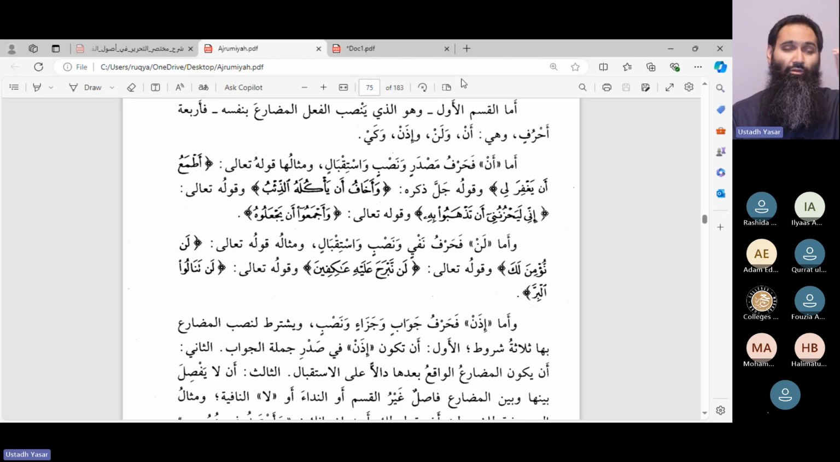If it comes before fi'l mudari, it restricts it to ba'da zaman al-takallum. It restricts it to the future, either near future or far future, depending on the context. However, it means after the time of speaking, not at the time of speaking, not hal, not now, after the time of speaking.